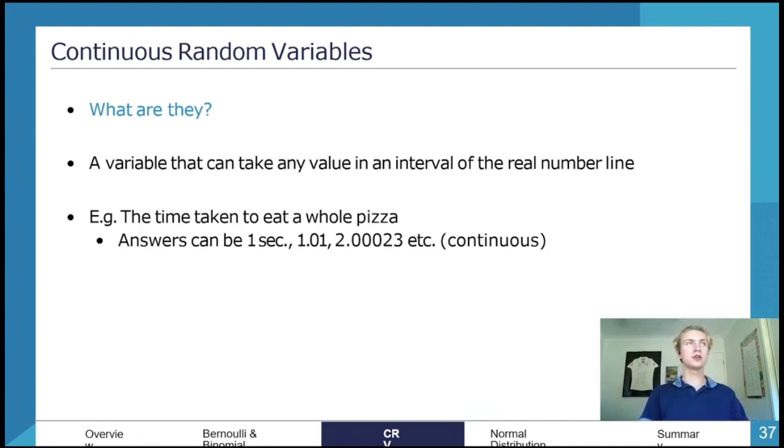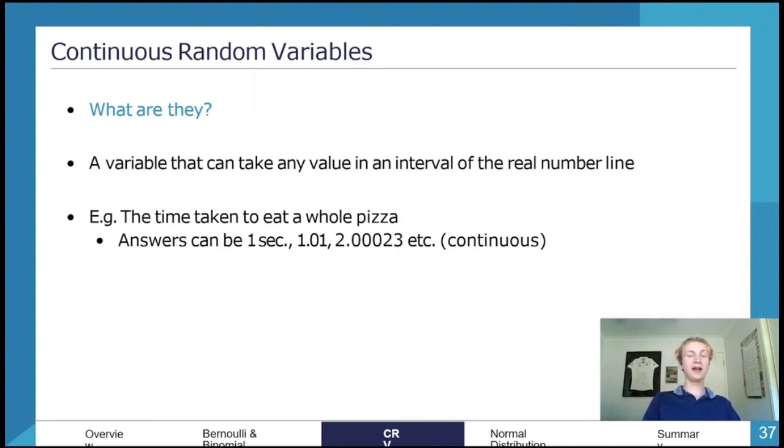Okay. So these were the binomial. We've now gone over Bernoulli and binomial functions for random variables. We're now going to talk about continuous random variables. So what are they? Continuous random variables are any variable that can take up any value in an interval on a real number line. So an example would be like the time to eat a whole pizza.